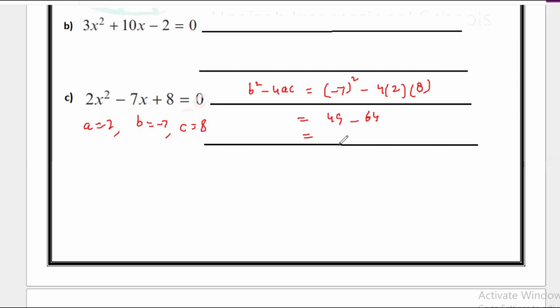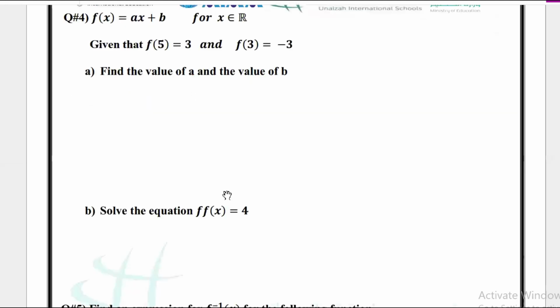So if we check 49 minus 64, it gives us minus 15, which is less than 0. So the discriminant of this quadratic equation has no real roots.